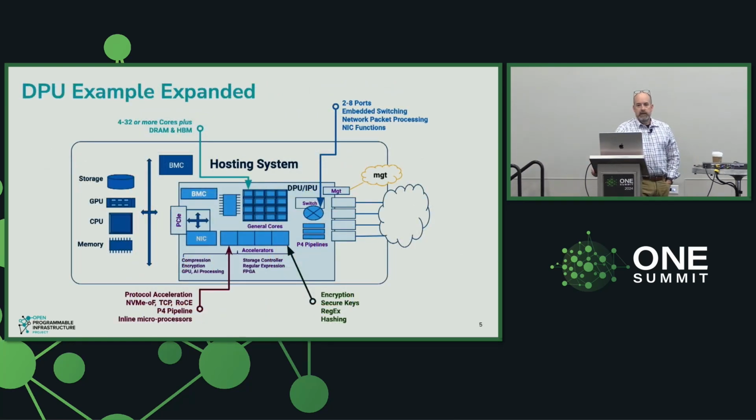So again, these are PCIe cards. They generally have CPU, memory, and storage on them, and they come from several different vendors. So we've got Marvell, Intel, NVIDIA, AMD, SolidRun, Unifabrics. There's several different vendors that make DPU and IPU cards that are part of the OPI project.